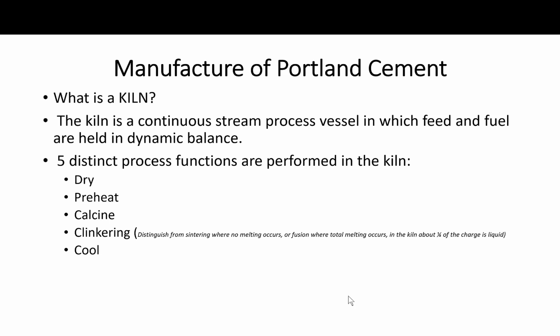The manufacturing process consists of 5 distinct steps: drying, preheating, calcining, clinkering, and cooling. Clinkering, here we have to distinguish from sintering, where no melting occurs, or fusion, where total melting occurs. In the kiln, about 1/4 of the charge is liquid. So this is just terminology you need to be familiar with.